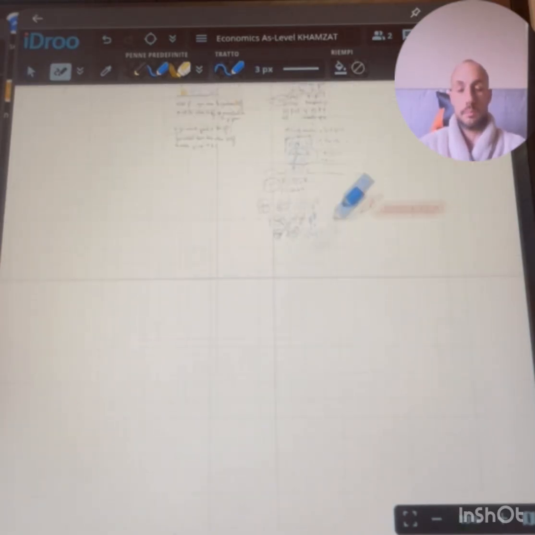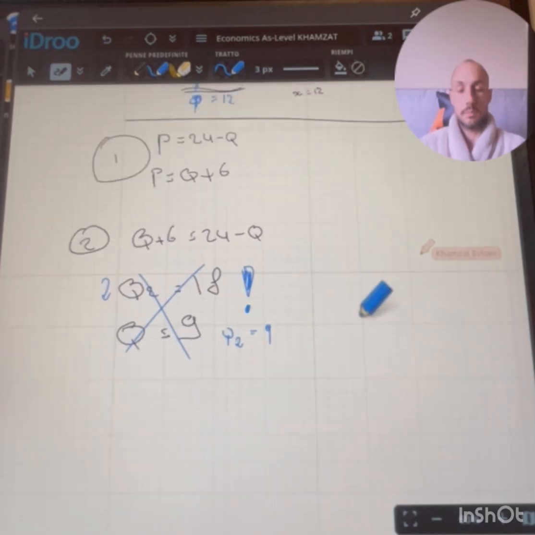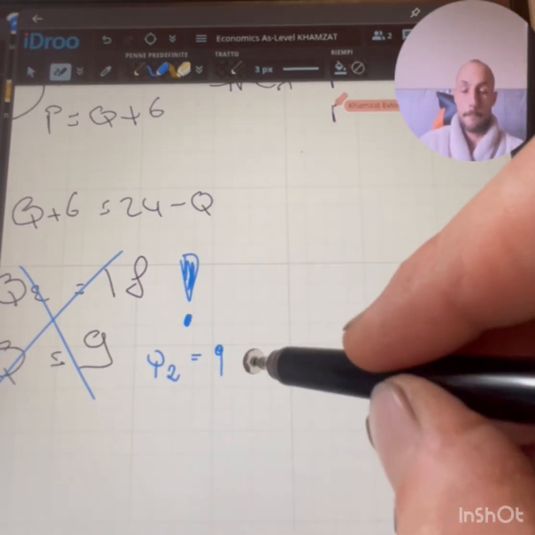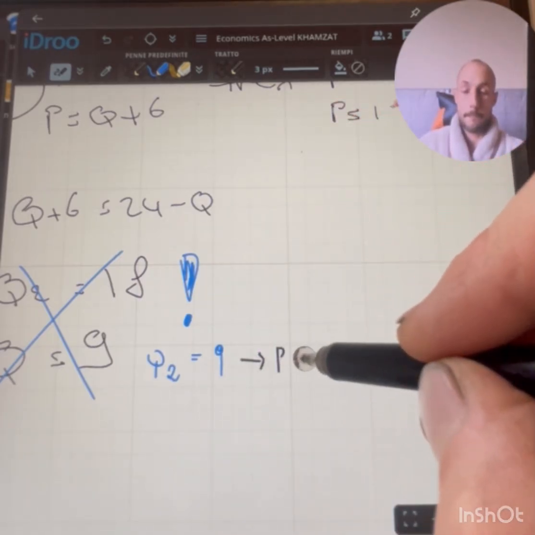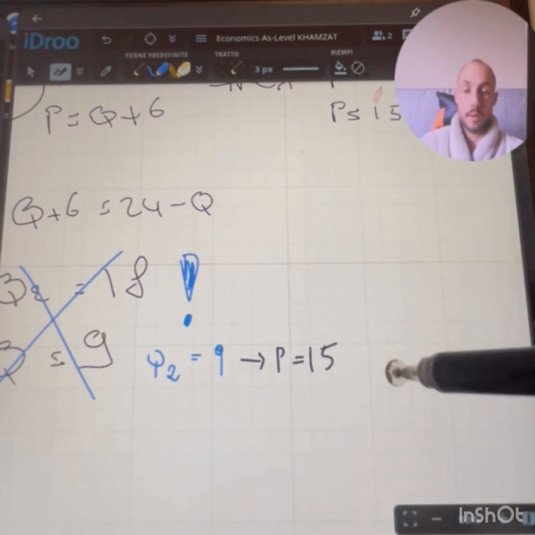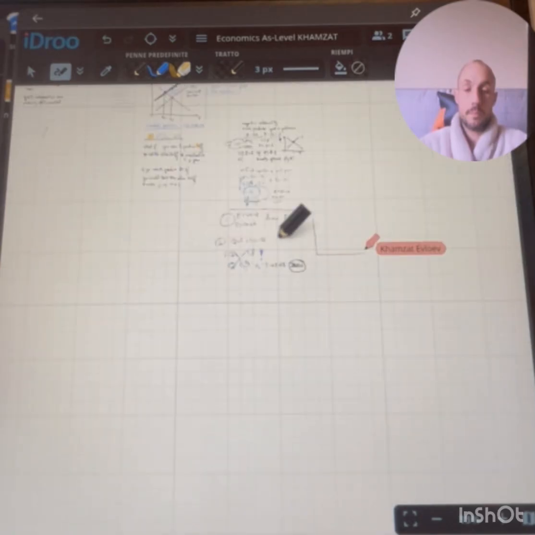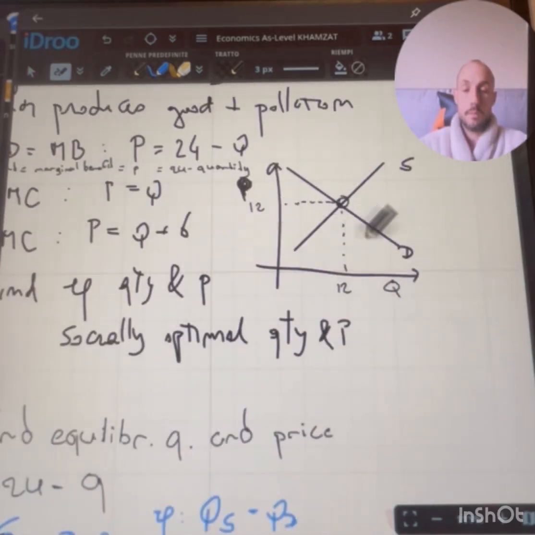So yeah, we find that Q is 9. Hence the price is then P equals 24 minus 9 equals 15. Right. And now draw, please, on the same graph.